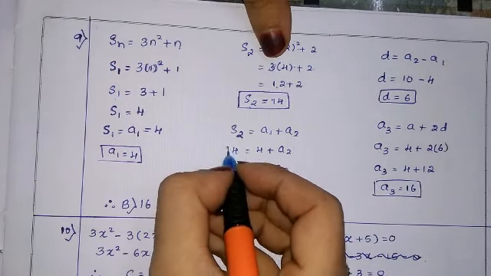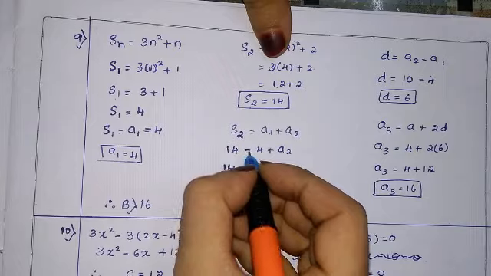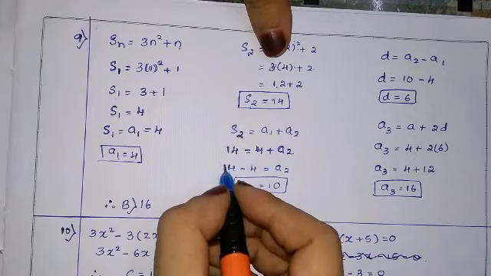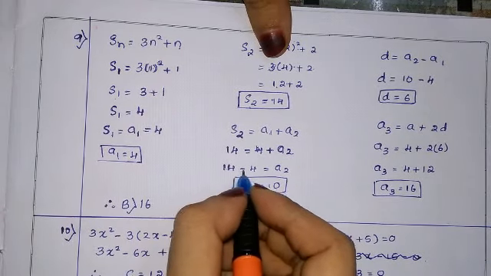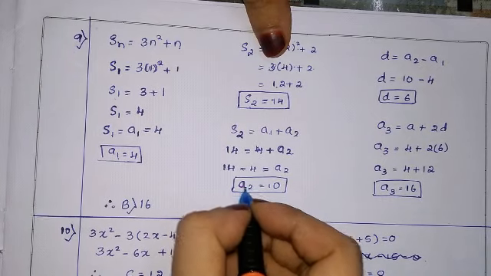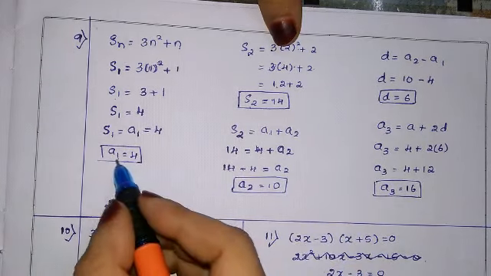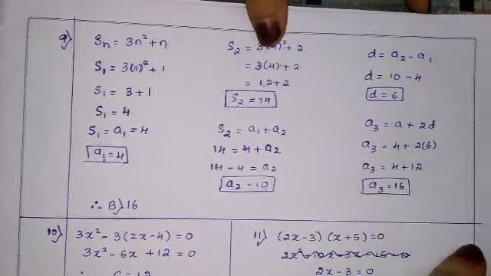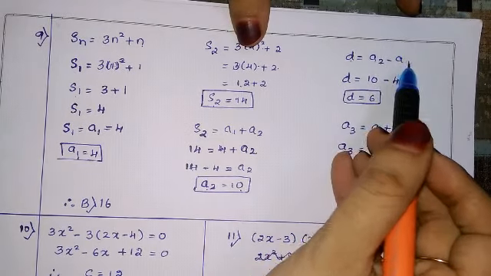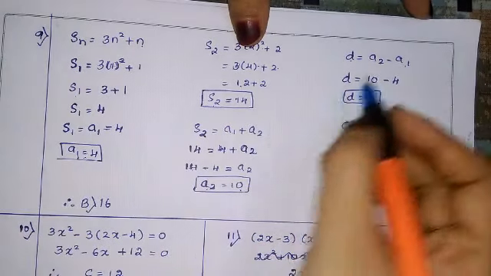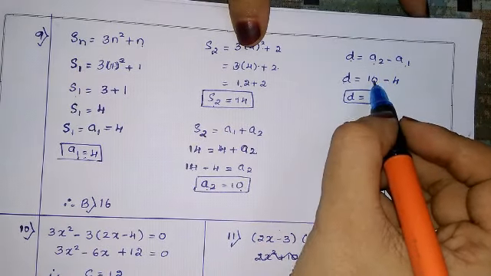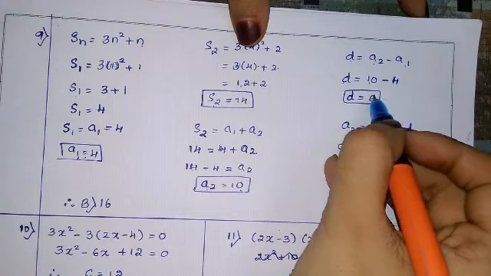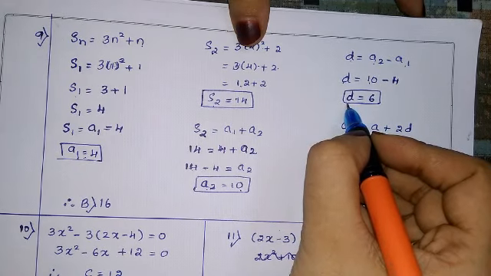S2 value is 14. In place of S2, 14 is equals to A1, which is 4, plus A2, which we don't know, so I kept A2 as it is. 14 minus 4 is equals to A2. So A2 is 14 minus 4, which is 10. Now A1 is 4 and A2 is 10, so we can easily find the difference. D is equals to second term minus first term, A2 minus A1, so D is 10 minus 4, which is 6. We got D value as 6.